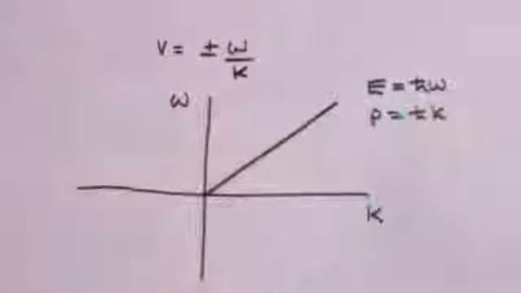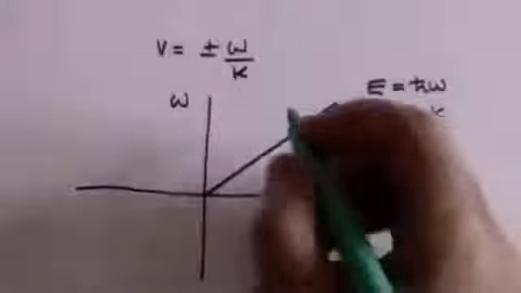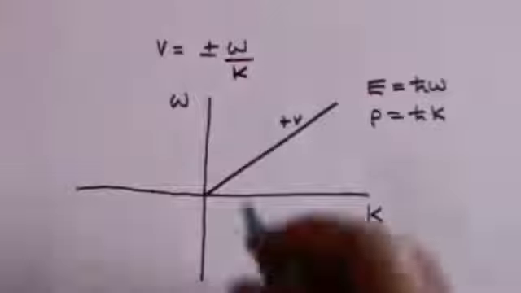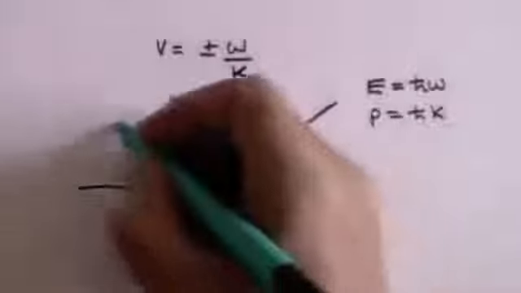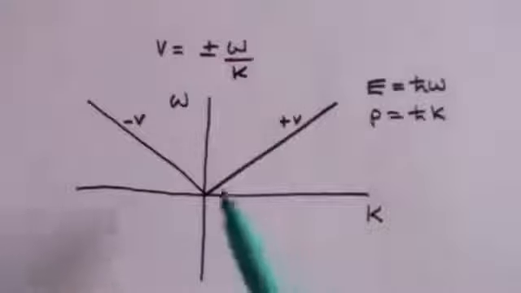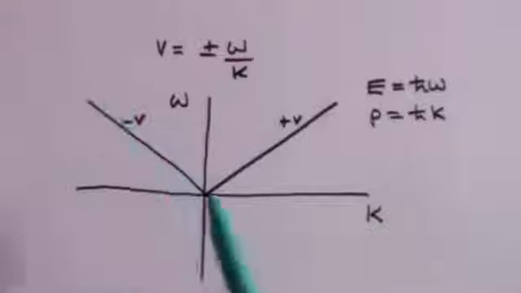So I can plot the velocity term like this. This is the graph of omega over k, and that graph will give me a gradient, which is a positive gradient, so that's the plus v term. Equally, I can plot the negative v term, which is omega over k, and these are negative values of k, so I've now got a minus v term.